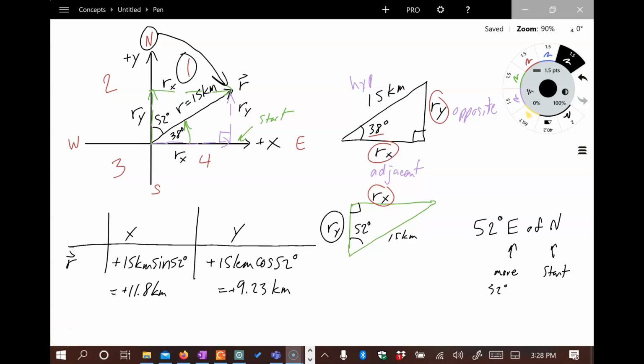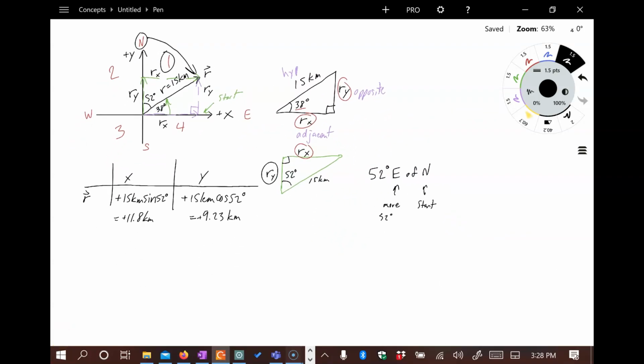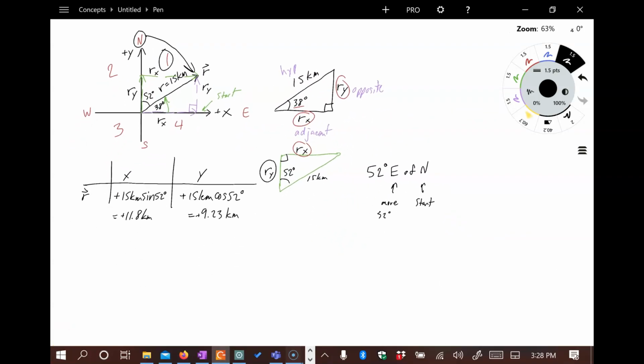Okay, finally, one last thing about angles. So we just found out that 52 degrees east of north is the same direction as 38 degrees north of east. So there's more than one way to specify that direction. Now let me give you another common way that we do it.